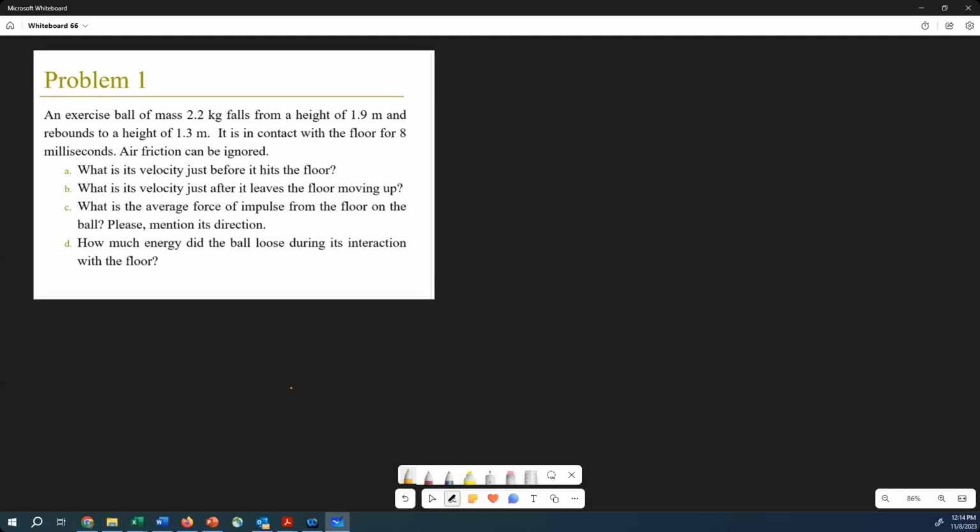It's telling that an exercise ball of mass 2.2 kilogram falls from a height of 1.9 meter and rebounds to a height. Okay, so this is going to be the initial height, yes? The final height when it rebounds is going to be 1.3 meter, yep. It is in contact with the floor for 8 milliseconds.